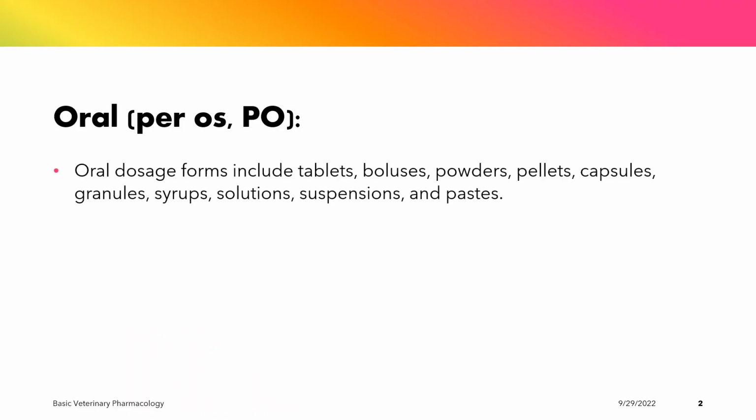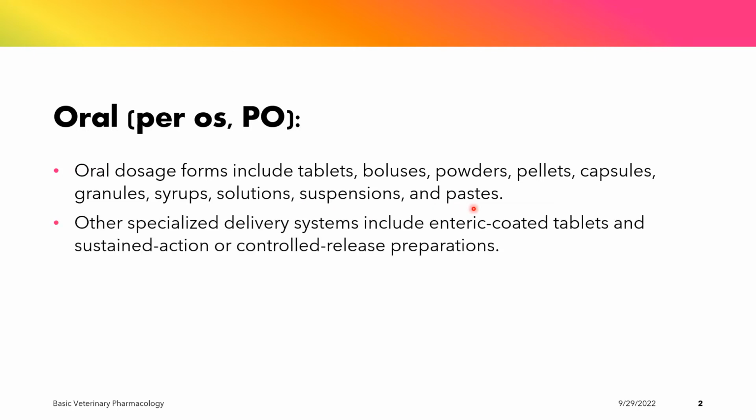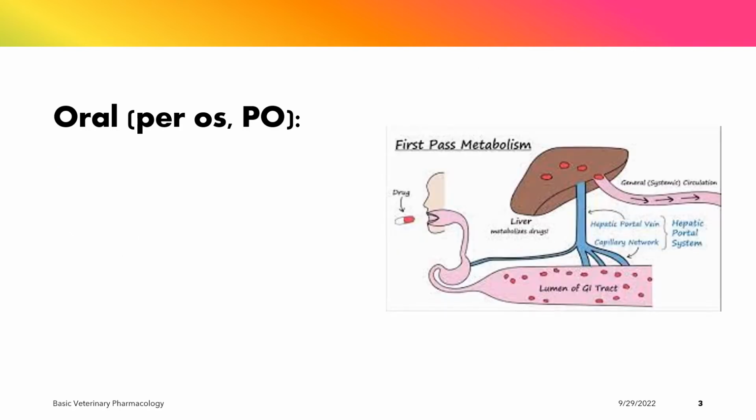There are different types of oral dosage forms that are available for drugs that are given orally, per os, or PO. Drugs administered PO can be given via tablets, boluses, powders, pellets, capsules, granules, syrups, solutions, suspensions, and paste. We also have other specialized delivery systems that include enteric coated tablets and sustained action or controlled release preparations.